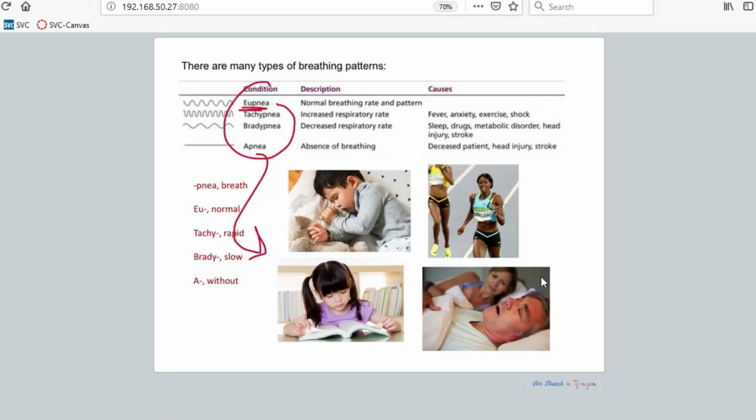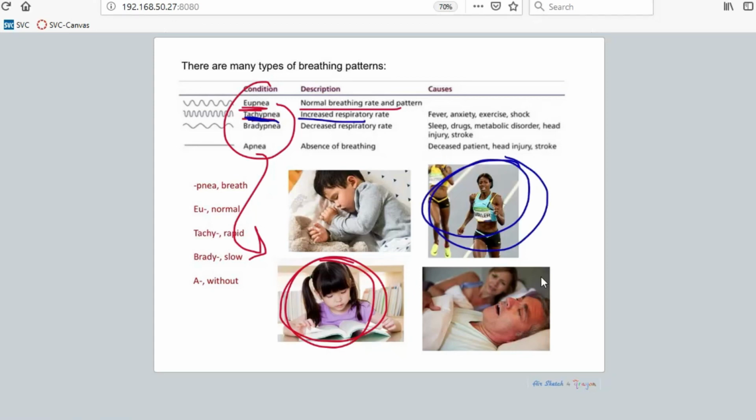So we can match all of those different breathing scenarios to these situations right here. Which one is eupnea? Which one is your normal breathing pattern, your unconscious breathing pattern? That's going on right there. What about tachypnea? Increased respiratory rate. We'll put that in blue. There we go. What about bradypnea? Decreased respiratory rate. That's occurring right there. And what about apnea, the absence of breathing? That's no good, right? That's going on right there.